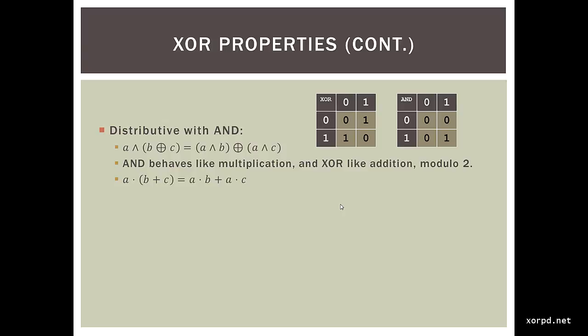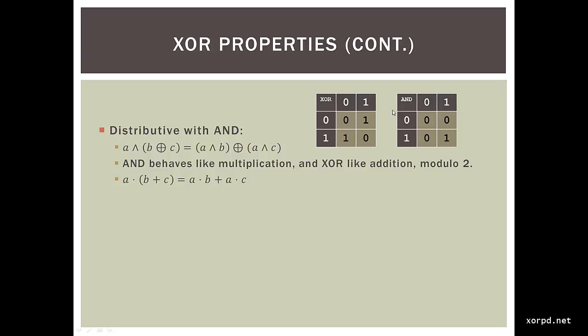The distributivity with AND. This is a pretty special property. A AND (B XOR C) equals (A AND B) XOR (A AND C). How can you remember it, or maybe how can you think about it? AND has the same effect as multiplying bits. We can see here with AND that it is basically just like multiplying. For example, here this 0 equals 0 times 1, and this 1 equals 1 times 1, and this 0 equals 0 times 1.